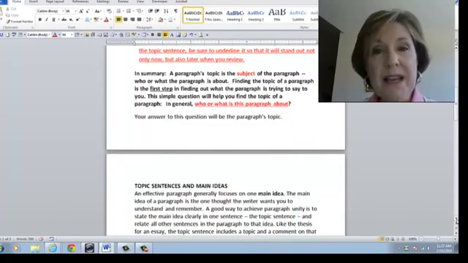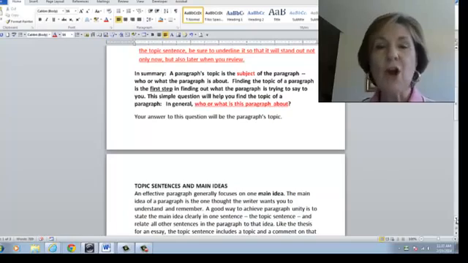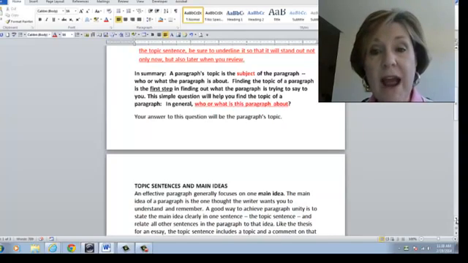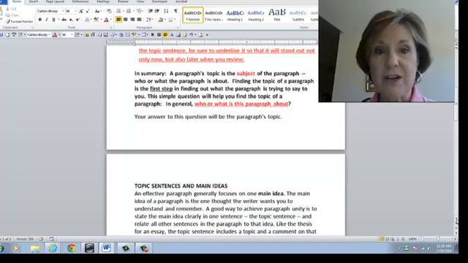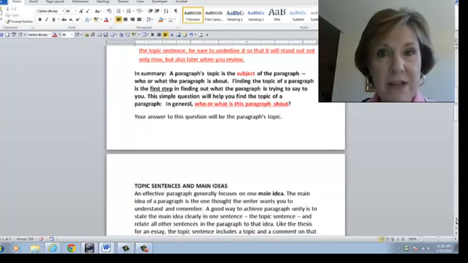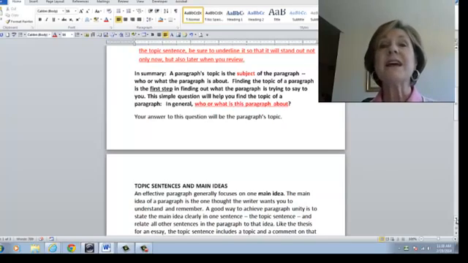a paragraph's topic is the subject of the paragraph, who or what that paragraph is about. Finding the topic of a paragraph is the first step in finding out what the paragraph is trying to say to you. A simple question that will help you find the topic of a paragraph is, who or what is this paragraph about? And that answer will give you the paragraph's topic. And the topic sentence does what? It tells you what the paragraph is about, or the main idea.